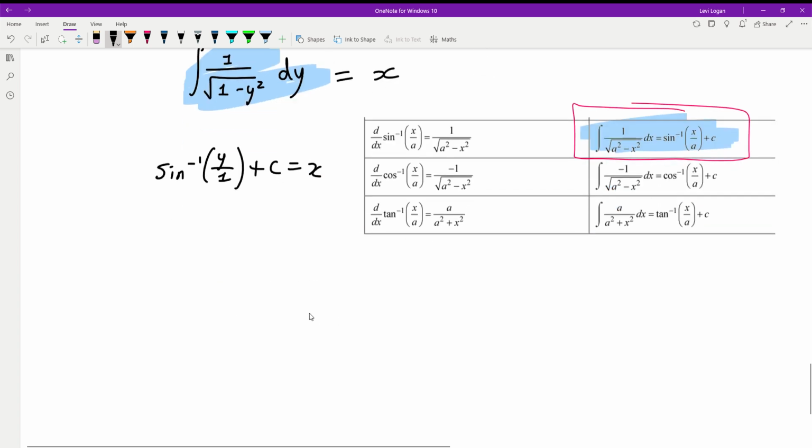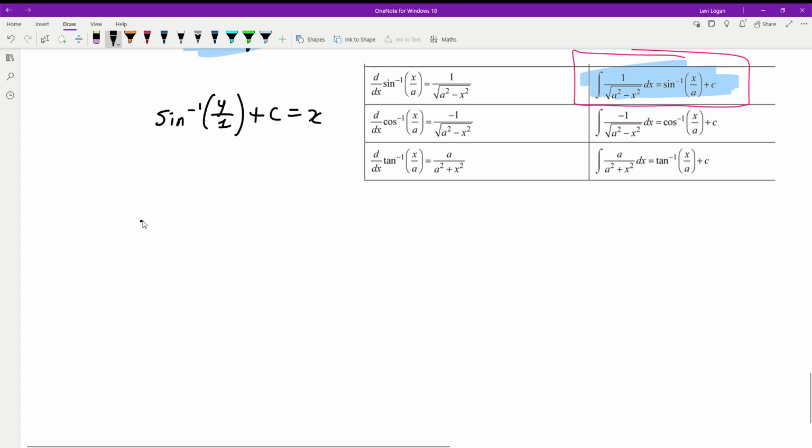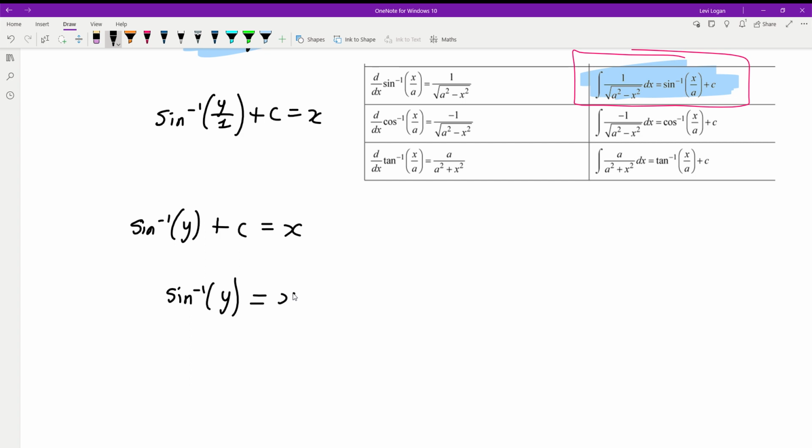Okay, y divided by 1 is still y, so it's just going to be sine inverse of y plus c equals x. Move the c to the other side, so you get sine inverse of y equals x plus c. Then just sine both sides, so y equals sine of x plus c, and that is your solution to that differential equation.